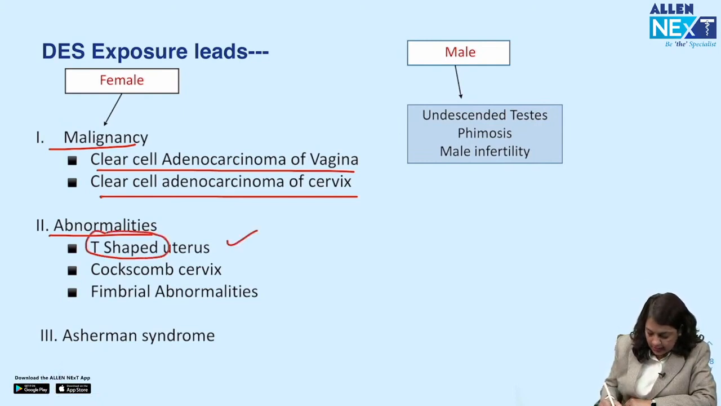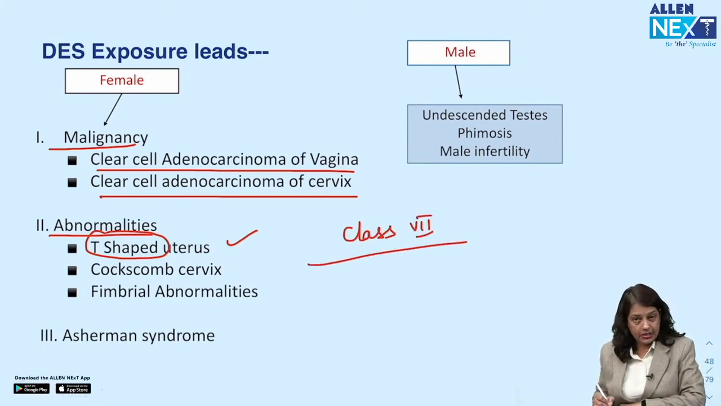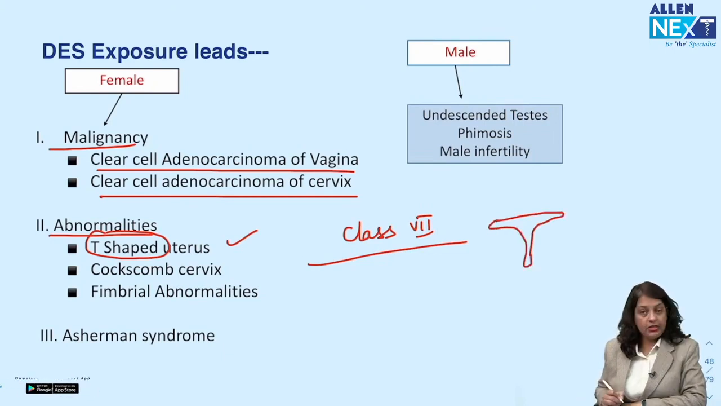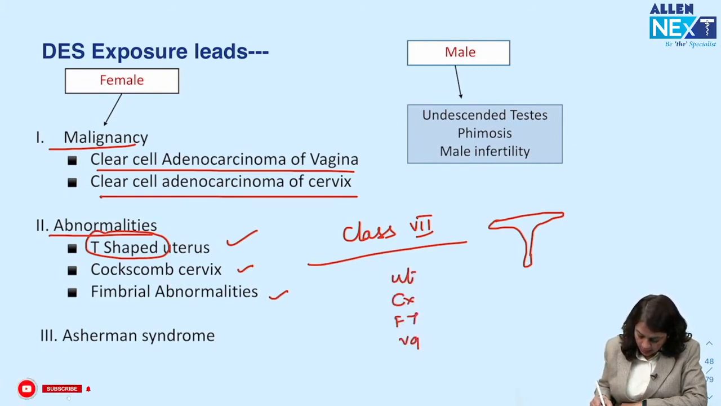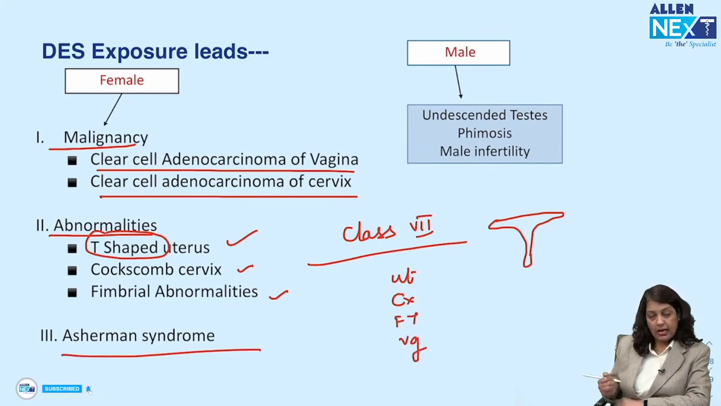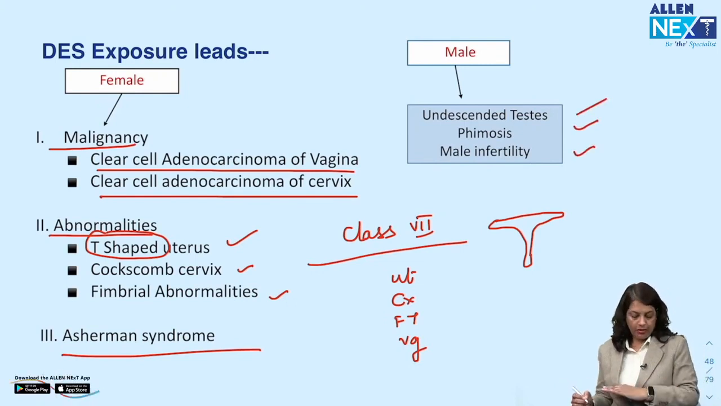So remember, DES exposure is class 7 of the Mullerian duct anomalies. Okay, T-shaped uterus. The uterus is almost a T-shape. Okay, there is coxcomb cervix and there are fimbrial abnormalities. That means it can affect the uterus, cervix, fallopian tube and vagina, or there can be Asherman syndrome. If it is a male child, then there is undescended testis, phimosis and male infertility.